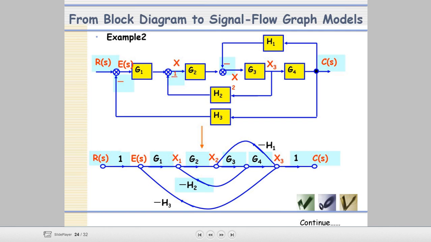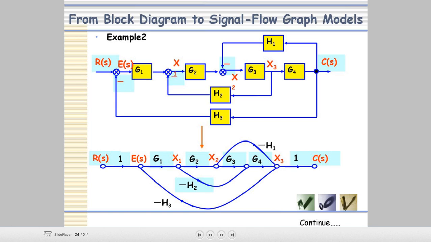Now moving towards next, from R of S to E, just give the names. R of S, E of S, this as x1, this as x2, this as x3 and this is C. So from R of S to E of S, here is no block present, hence gain 1 for this branch. E of S to this summing point, G1 block is here, so gain is G1. X1 to X2, G2 block is here, so forward direction.